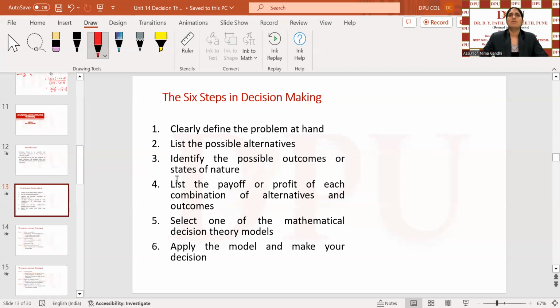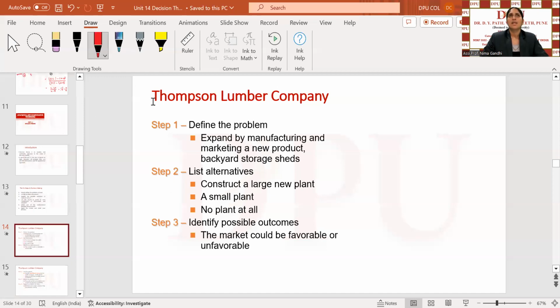Next, identify the possible outcomes or states of nature. In this example of Thomson Lumber Company, they want to come up with a new product, basically a backyard storage shed. If they come up with the new product, they need at least a small plant or a large new plant, or if they decide not to come with the product, they don't need a plant at all. So these are the three alternatives in front of them.